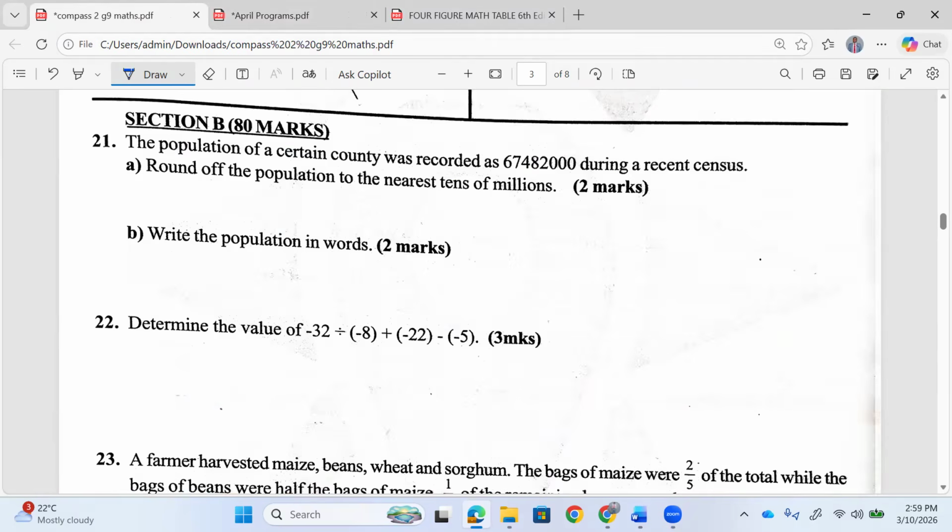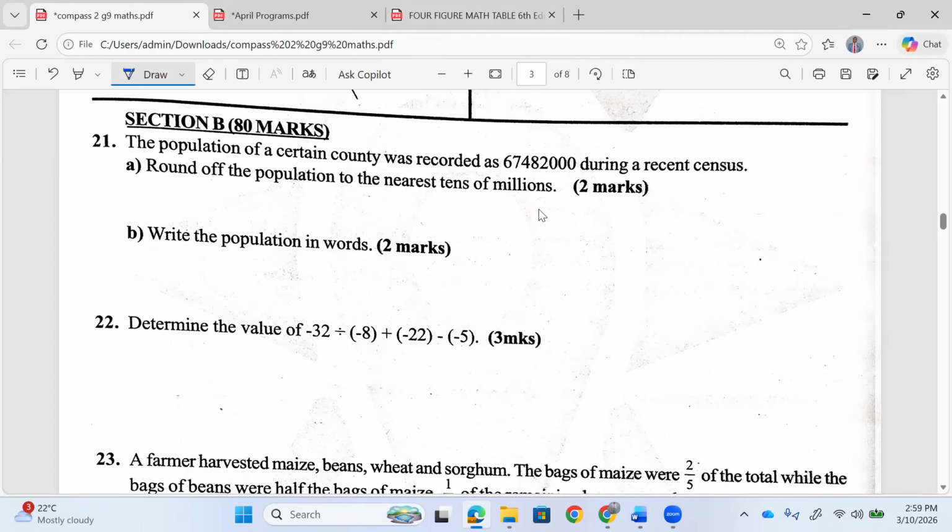So let's now get to paper number 21. The population of a certain county was recorded as 674,82000 during a recent census. Part A, round off the population to the nearest tens of millions. To the nearest tens of millions.